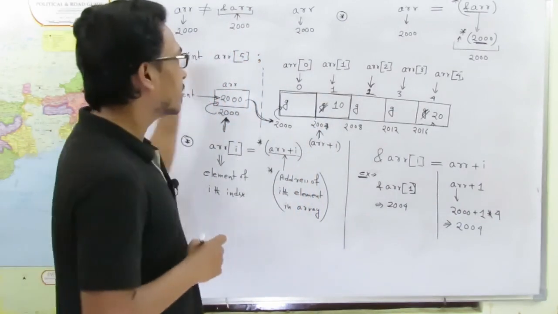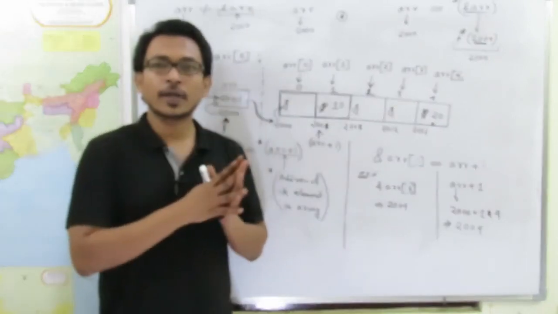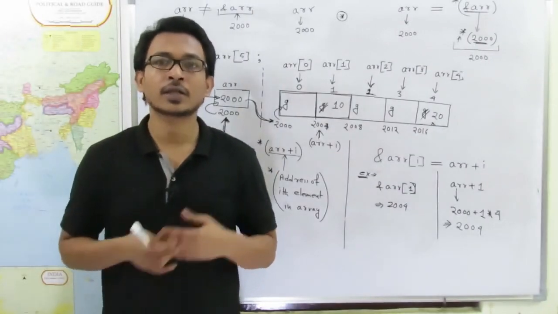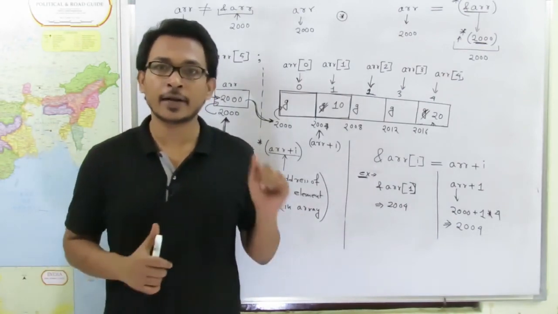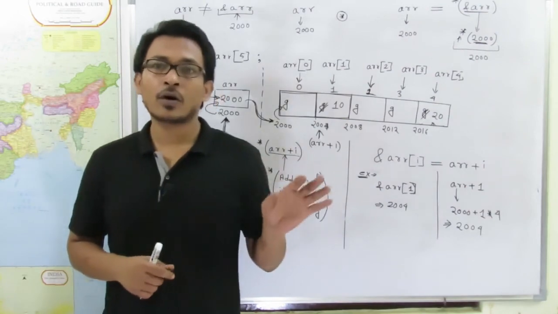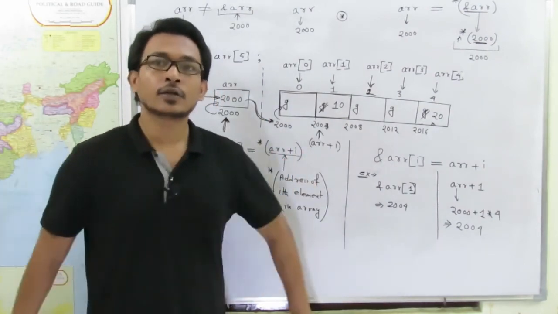Clear? And that is the scenario of how pointer notation and array notation work together. How with the help of pointer notation and array notation we can access any element from the array and we can perform any operation on any of the elements of any array. Clear? So that's it for today.